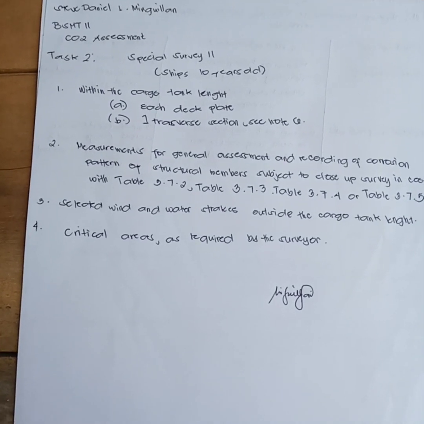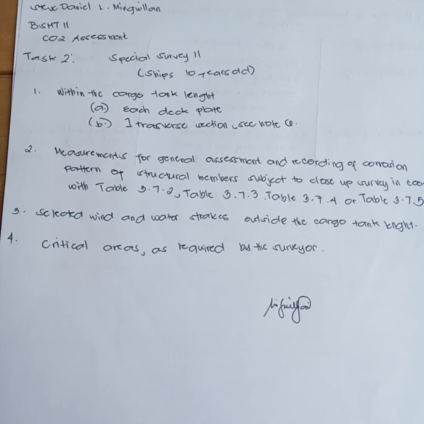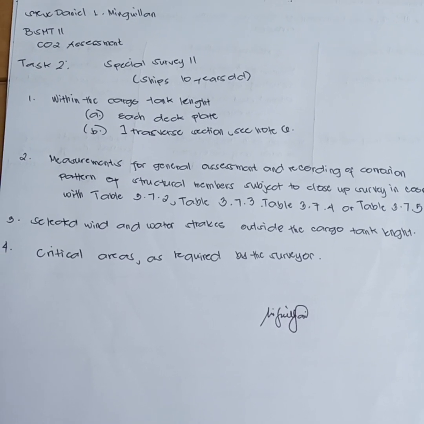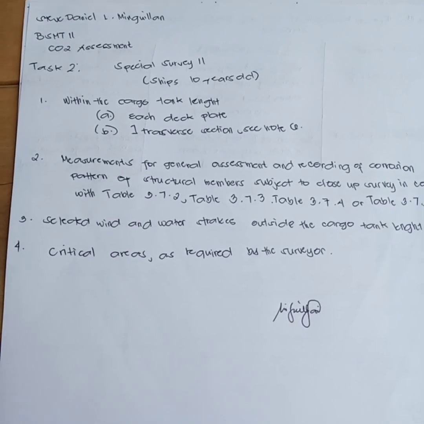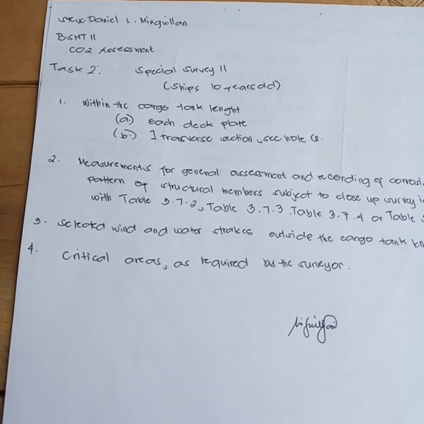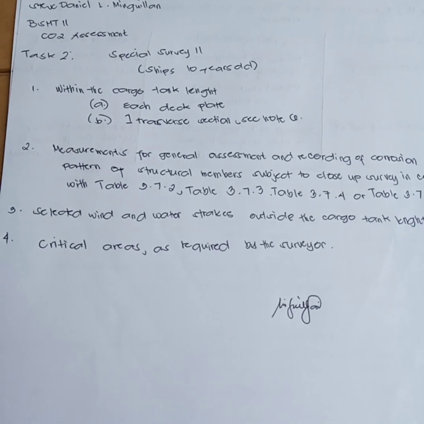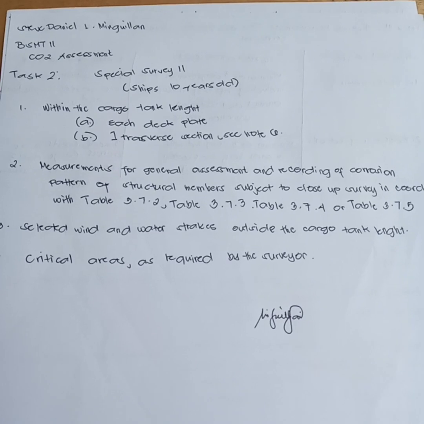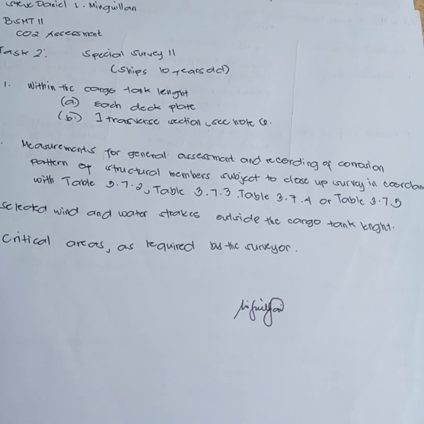Task 2, special survey to ships over 10 years old. Number 1, within the cargo tank length, A. each tank plate, B. one transverse section. See note 6. Number 2 is measurements for general assessment and recording of corrosion pattern of structural members subject to close-up survey in accordance with Table 372, Table 373, Table 374, or Table 375.